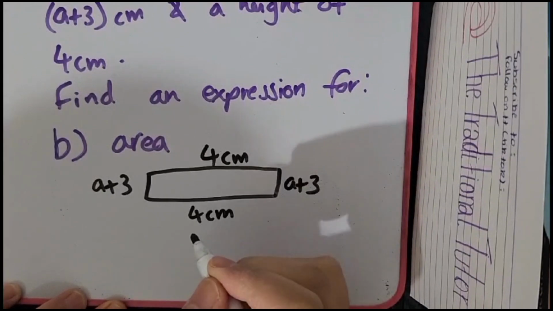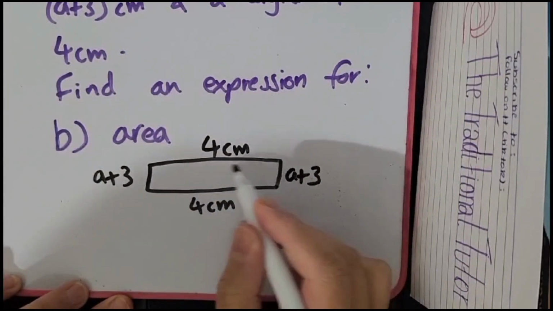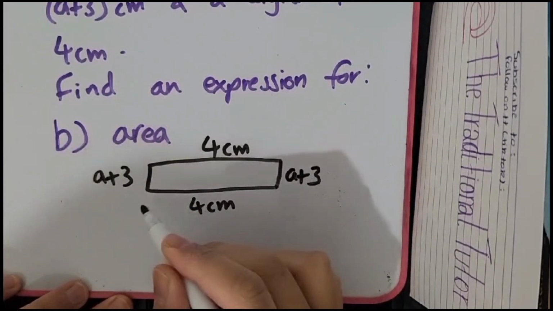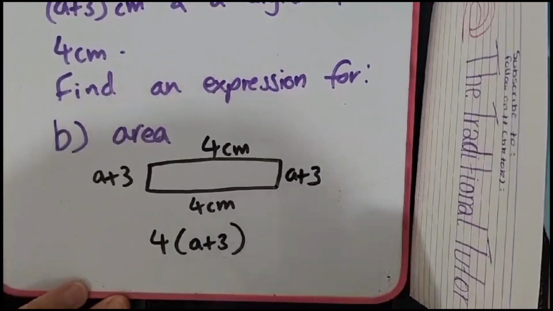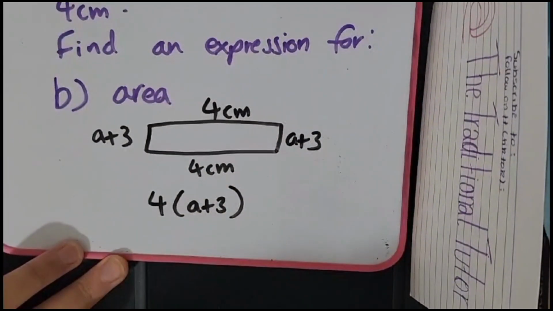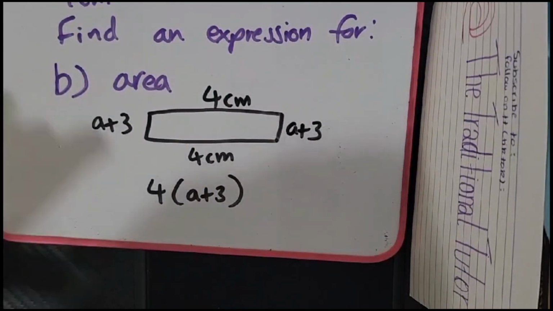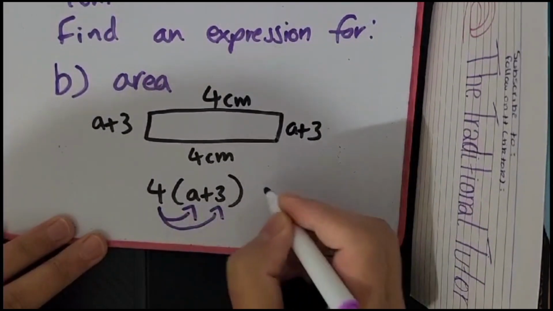Okay, so for the area, remember what we're doing is working out how much space is inside of my shape. So I need to multiply the length by the width. So that means I'm doing 4 times a plus 3. And now this actually looks quite similar to what we've been doing, expanding single brackets. So that's exactly what I'm going to do. Draw out my arrows and then multiply this out.